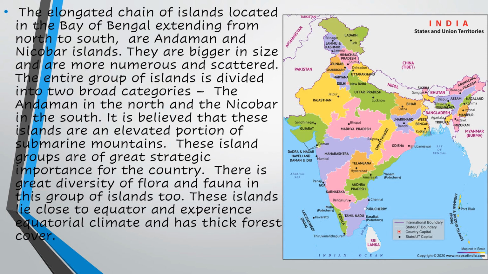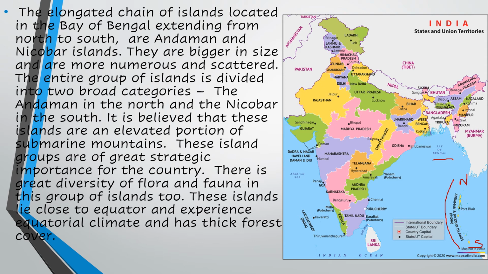The elongated chain of islands located in the Bay of Bengal, extending from north to south, are the Andaman and Nicobar. You can see this is the north part of the Andaman Islands and this is the south part. So from north to south is the Andaman and Nicobar Islands. They are bigger in size and more numerous and scattered. They are many in number and they are not together but scattered, put in different places.